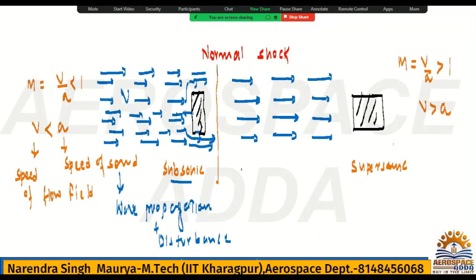What is the second case? In this case, see, the speed of sound is less than the speed of the flow field, means the speed of the flow field is higher.